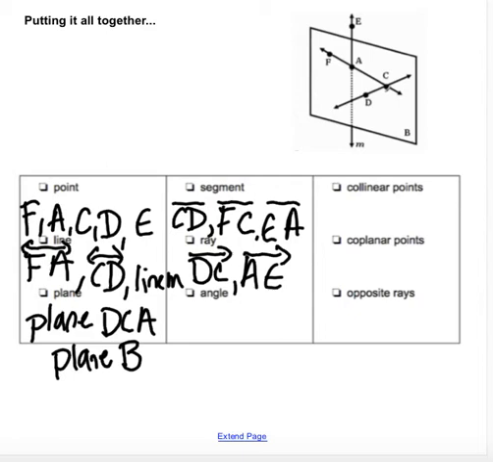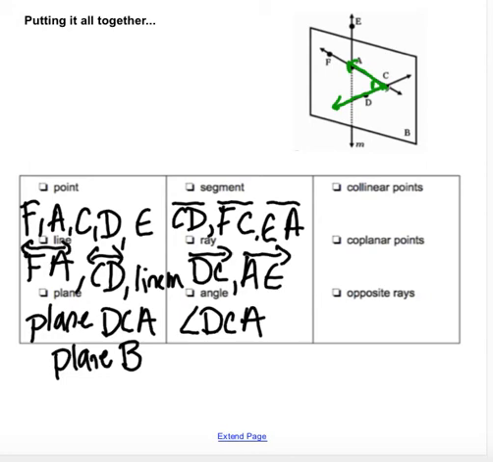Angles. I have a couple angles. I'm just going to look at this one right here. That one is made up of my vertex at C and then my rays CA and CD. So the angle I would call that is angle DCA. Remember, we want our vertex in the middle. You could also call it angle ACD. That is totally fine.